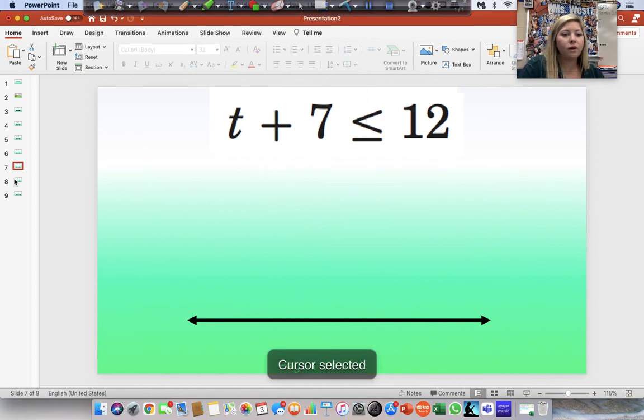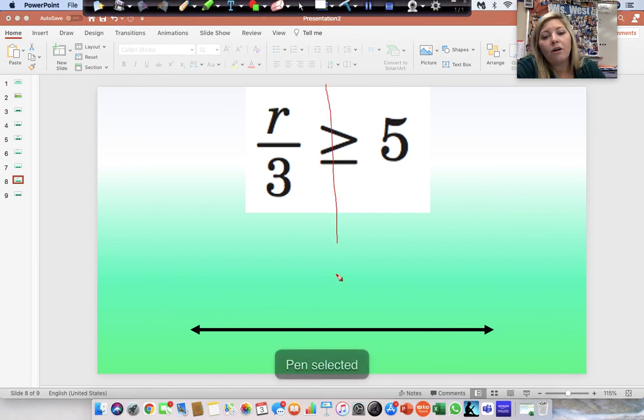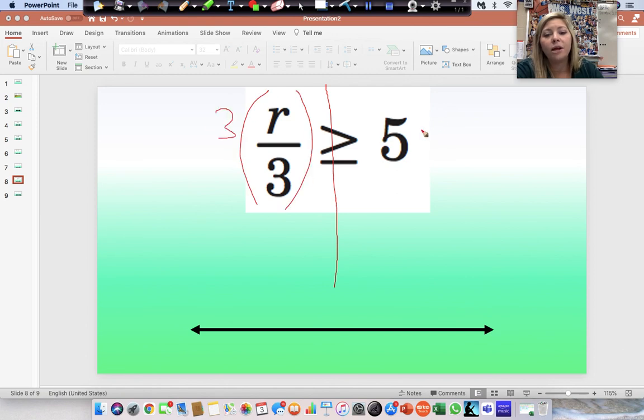Okay, a couple more and we're done. Okay, we got our variable r, and right now r is being divided by 3. Remember, all fraction bars are division signs, okay? So r is being divided by 3. The opposite of dividing by 3 is multiplying by 3. So I want to multiply both sides by 3.